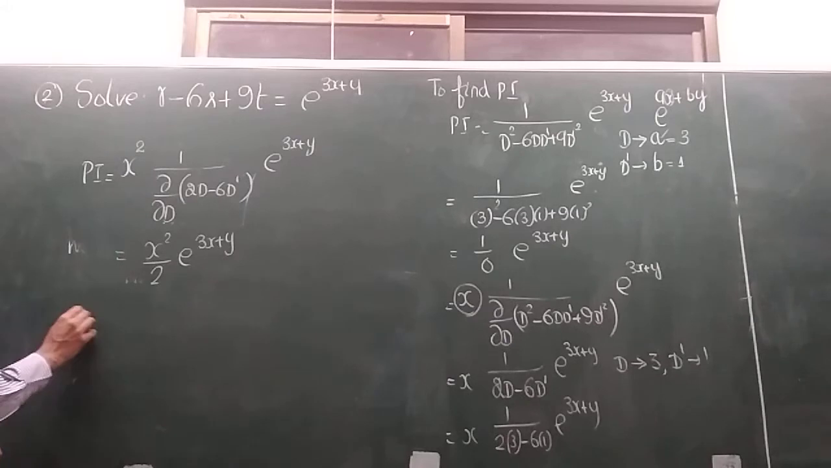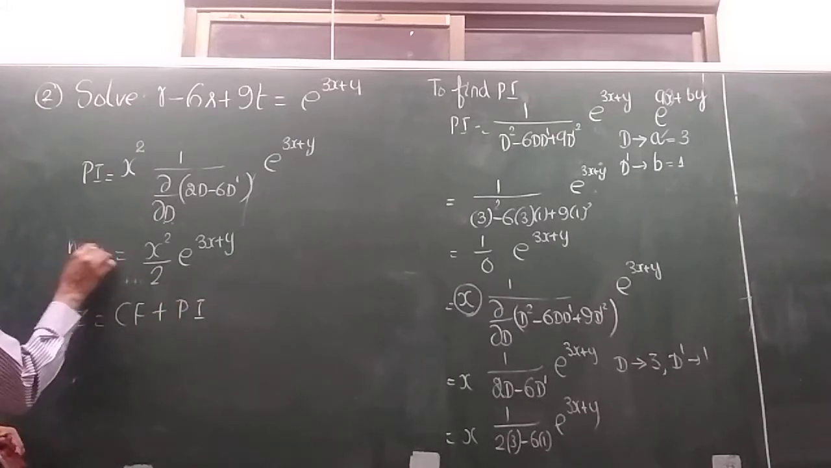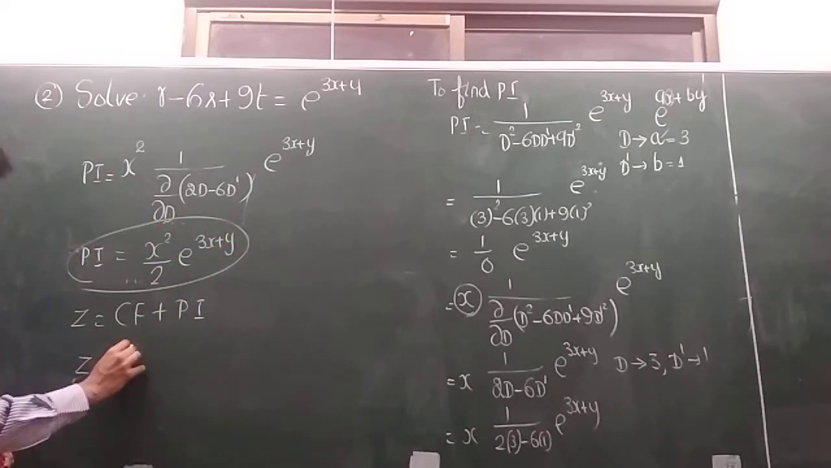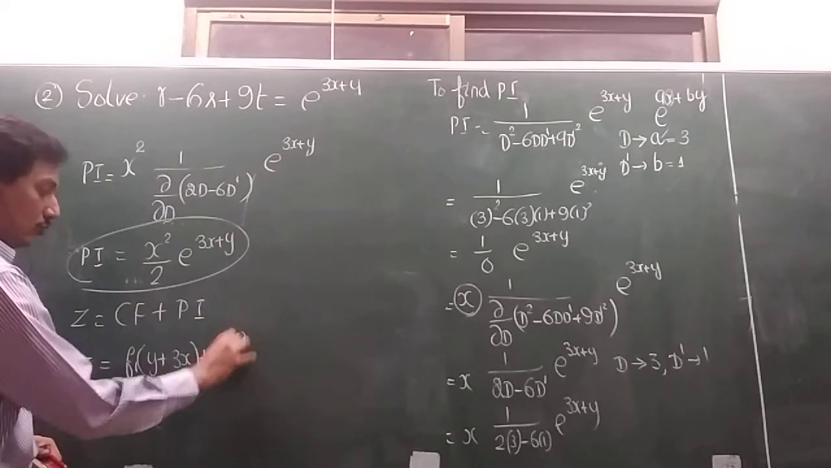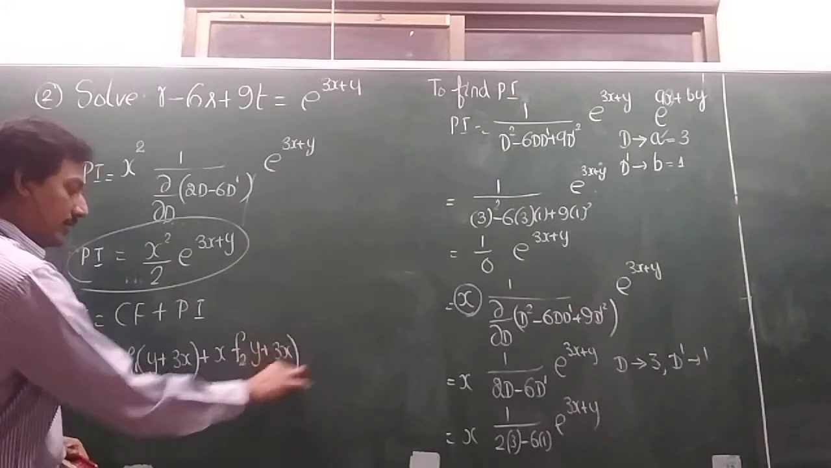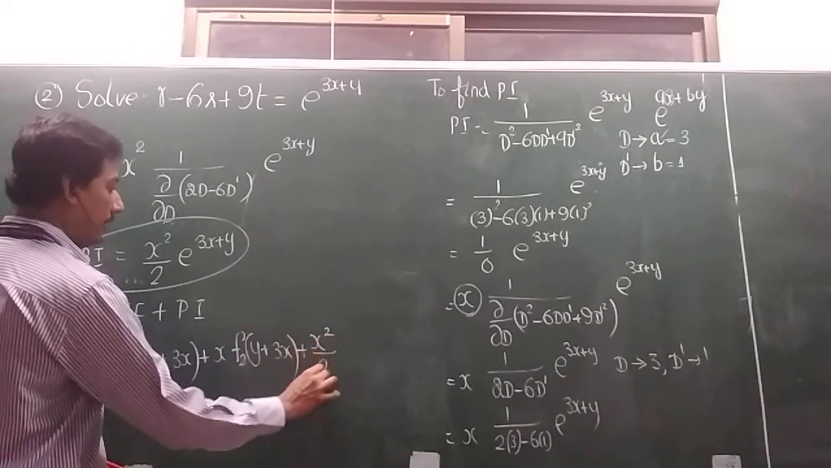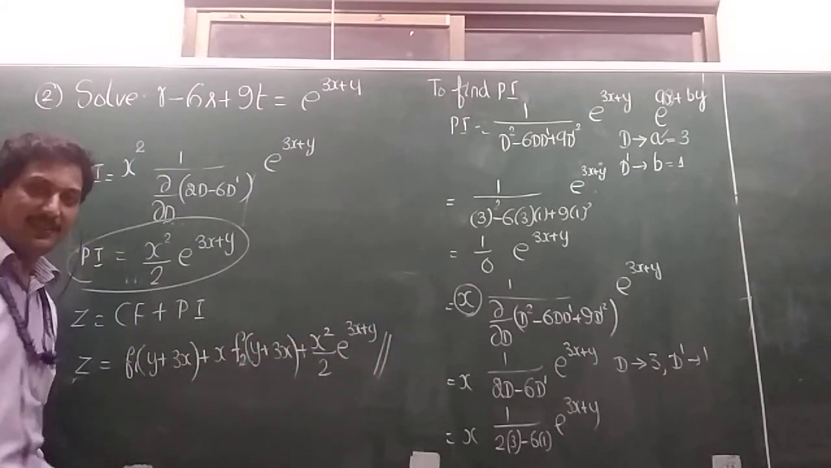So what is the complete solution? It is equal to the complementary function plus the particular integral. This is my PI. What about the complementary function? The complementary function is f1 of y plus 3x plus x into f2 of y plus 3x. Why x into? Remember, because the roots are repeated twice. Plus the PI, x squared by 2 into e to the power 3x plus y. So this is the final answer.